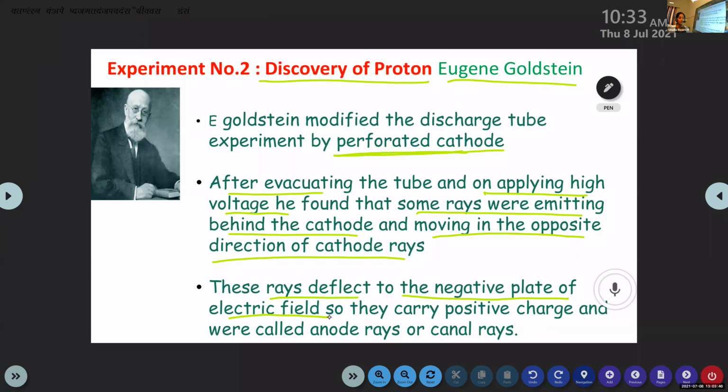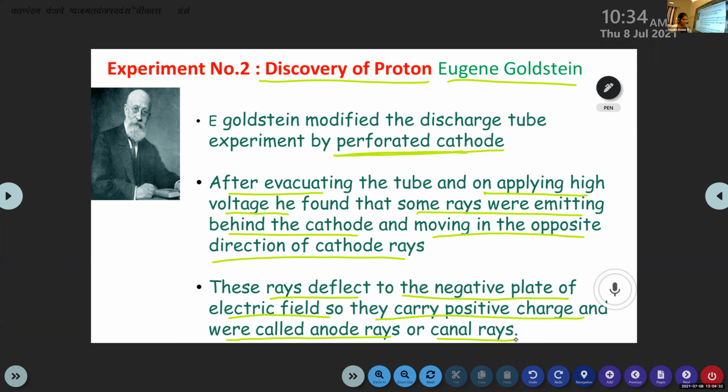So what about the charge of those particles? Can you tell me, Lakshmi? They are positive charge. Yes, it's positive, right? Because they are moving towards a negatively charged plate. That means these particles are positively charged. So they carry positive charge and were called anode rays or canal rays. These rays are called anode rays or canal rays because they start from the anode and fall towards the cathode. These rays were later discovered as proton. Named as proton.